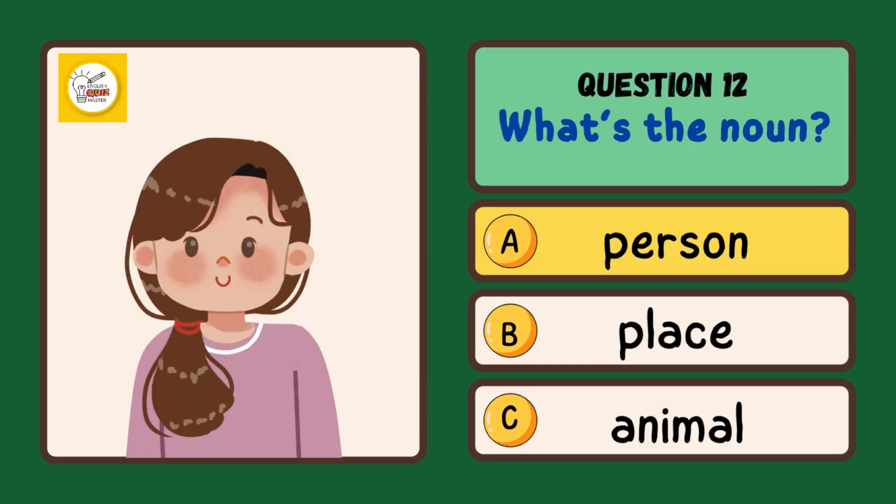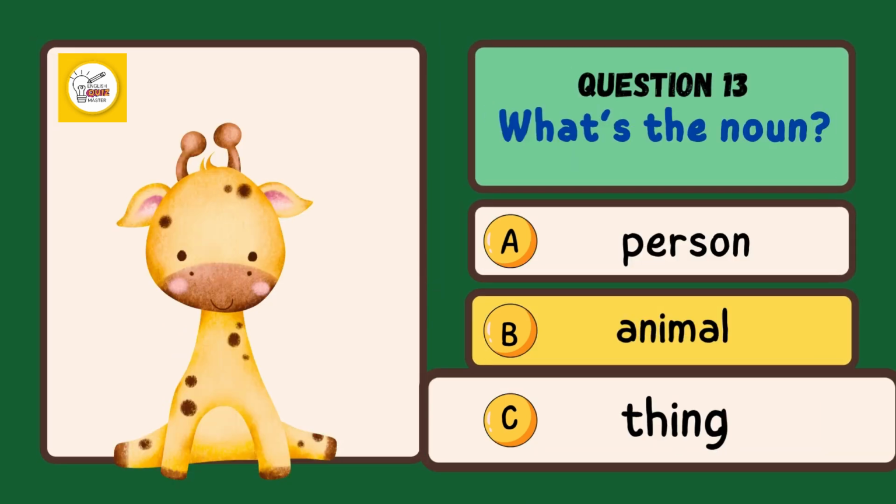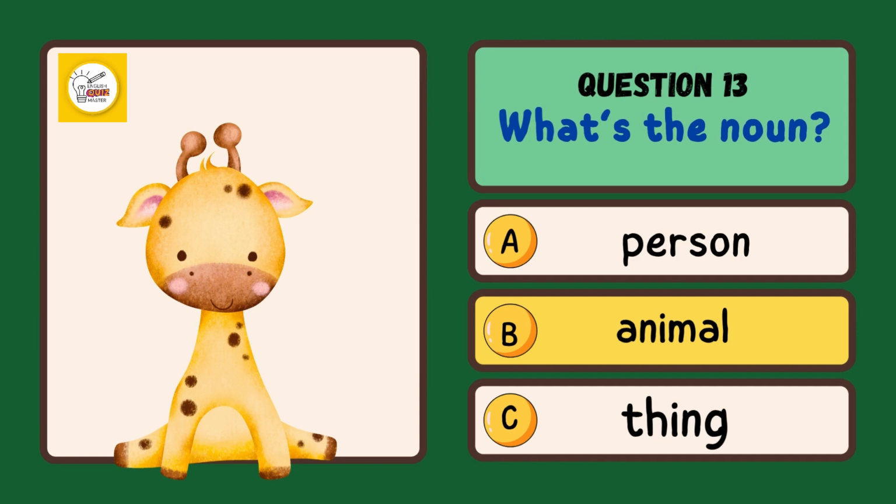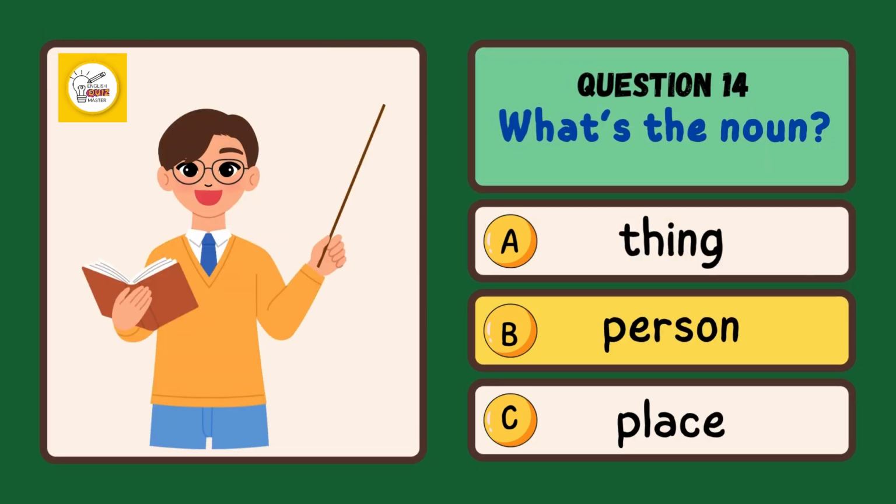Question number 12. The correct answer is A. Person. Question number 13. The correct answer is B. Animal. Question number 14. The correct answer is B. Person.